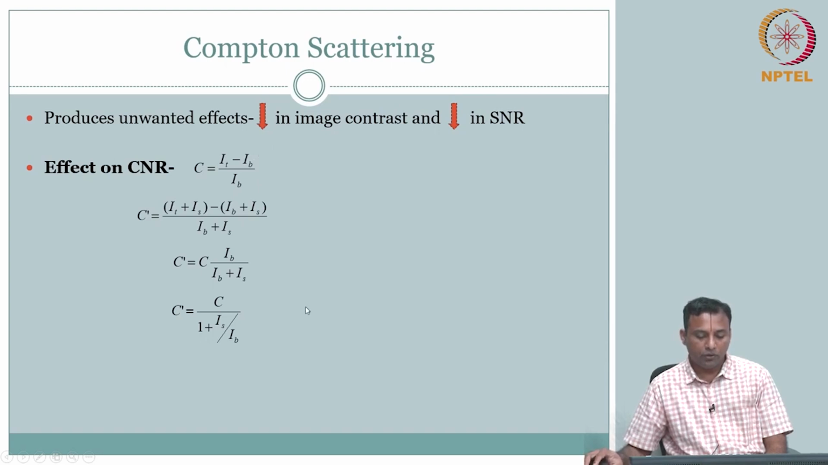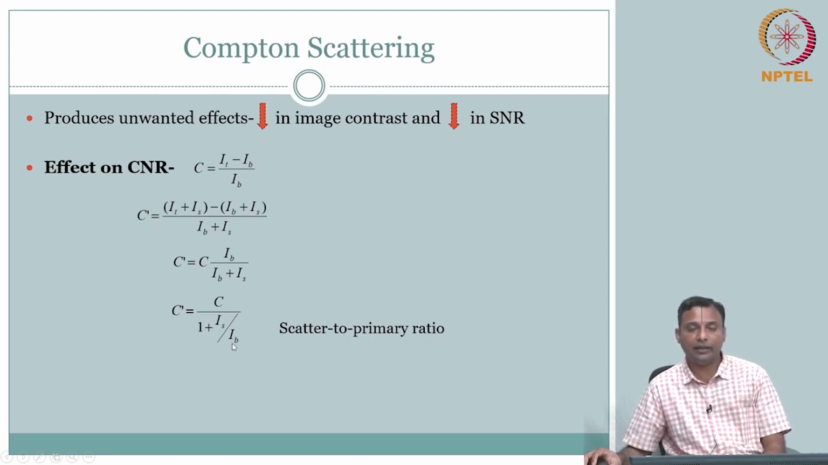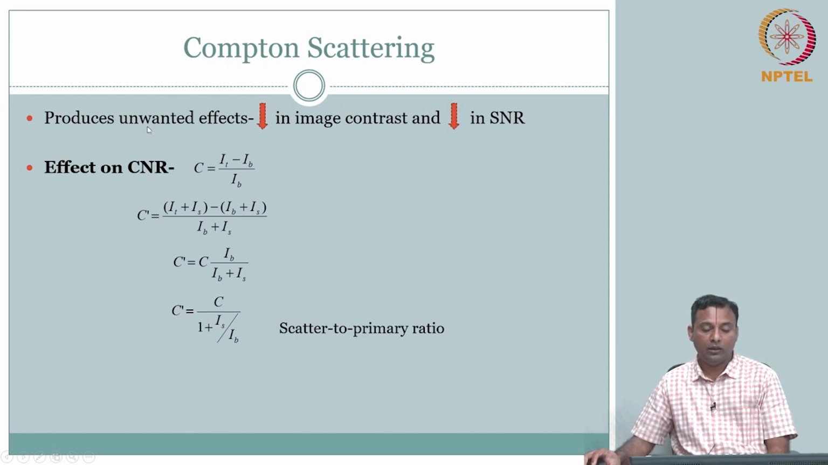Okay. So, this IS by IB is given a term called the scatter to primary ratio. If I have more scatter to primary ratio, that means my contrast is going to reduce in this form because it is inversely related. So, if the scatter to primary ratio increases, my denominator increases, and therefore my C dashed becomes less than my C. So, C is without scattering, C dashed is contrast with scattering. Clearly, if you have scattering, contrast in an image reduces.